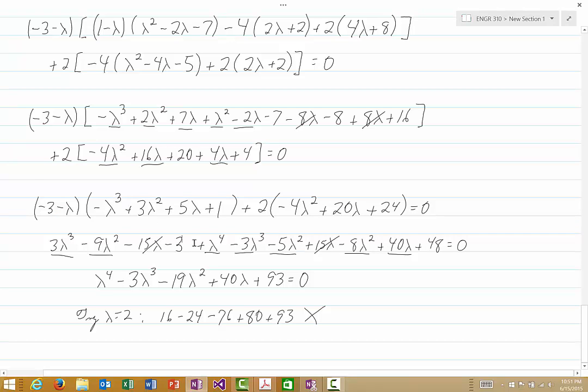And then negative lambda times negative lambda cubed will be plus lambda to the fourth. That's correct. Negative lambda times 3 lambda squared is minus 3 lambda cubed. That's correct. Minus lambda times 5 lambda now will be minus 5 lambda squared, which is correct here. And now, since we've changed this to 1, instead of getting 15 lambda, we will get a minus lambda. So this should be minus lambda. And then minus 8 lambda squared plus 40 lambda plus 48. And now, of course, we haven't canceled anything out, so we need to get rid of all these marks that indicate we have, because we have not now.